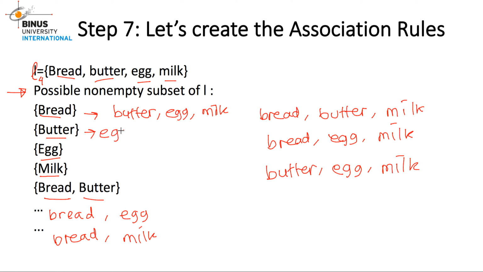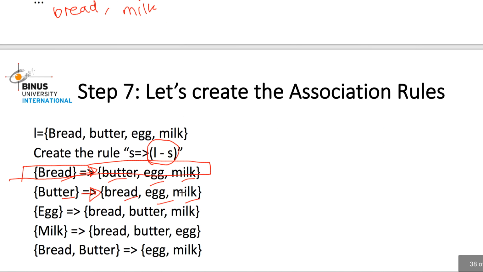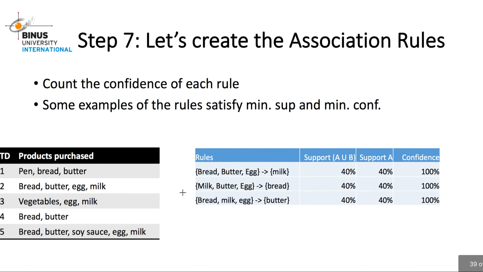How about if we have butter? We have egg, bread, and milk. How about egg? The rest will be bread, butter, and milk. And so on and so on. And this one is easy: you can only have egg. This one we can only have butter. And this one we can only have bread. Okay, then what next is we're going to calculate the confidence.